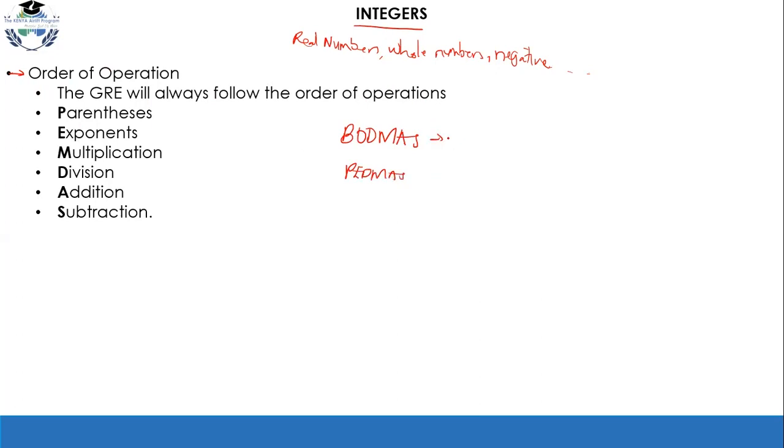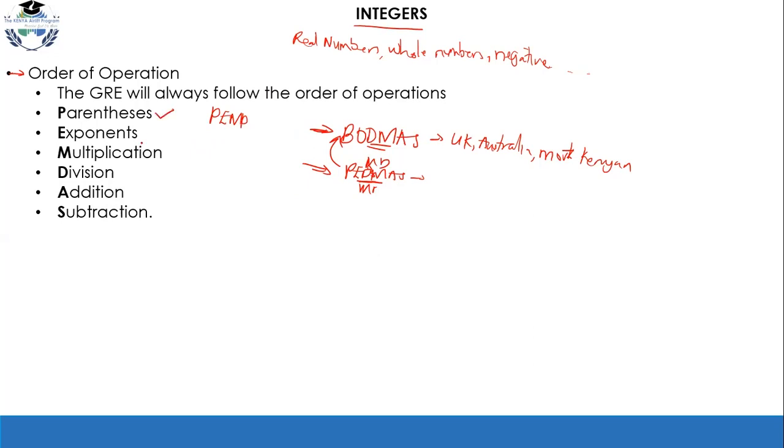BODMAS is usually used in the UK, Australia, most Kenyan schools also. Most Kenyan schools, you might have used BODMAS when you're learning your mathematics in primary school and in high school. Depending on where you've learned, you might have gone through PEMDAS. It's basically the same thing. The only difference is usually how you do your division and multiplication. This is PEMDAS, right? So the GRE usually uses PEMDAS because it's a standardized test. If you use BODMAS, it's okay, but most of the time you'll find they will require you to use PEMDAS.